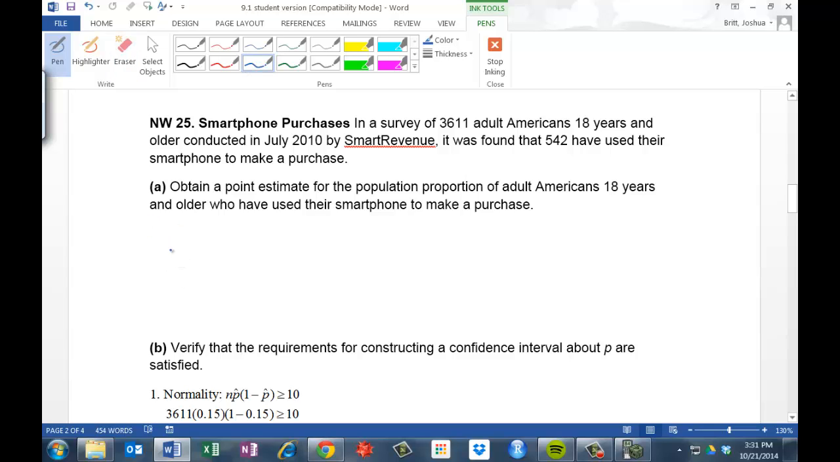I'm doing this in blue. The point estimate is equal to x over n. X would be 542. N would be 3611.